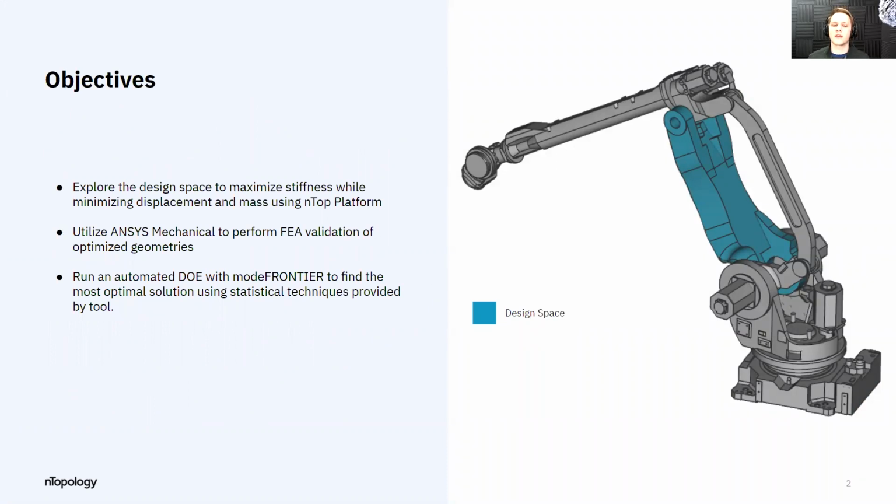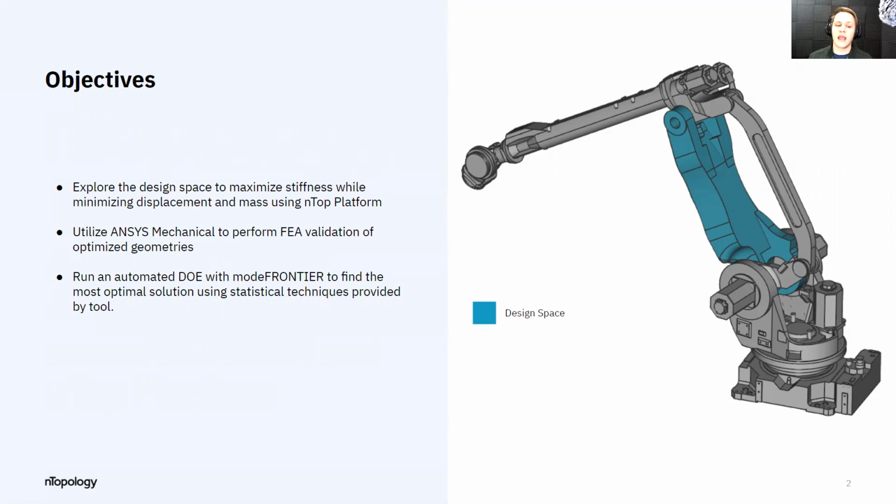We're going to be taking a look at our design space, and over here on the right, you can see an image of the assembly. The design space we're interested in is the bracket of this robot arm. That's what we want to optimize here. The goals are to maximize the stiffness while minimizing the displacement and the mass, right? We're trying to lightweight this, but make sure it's as strong as possible.